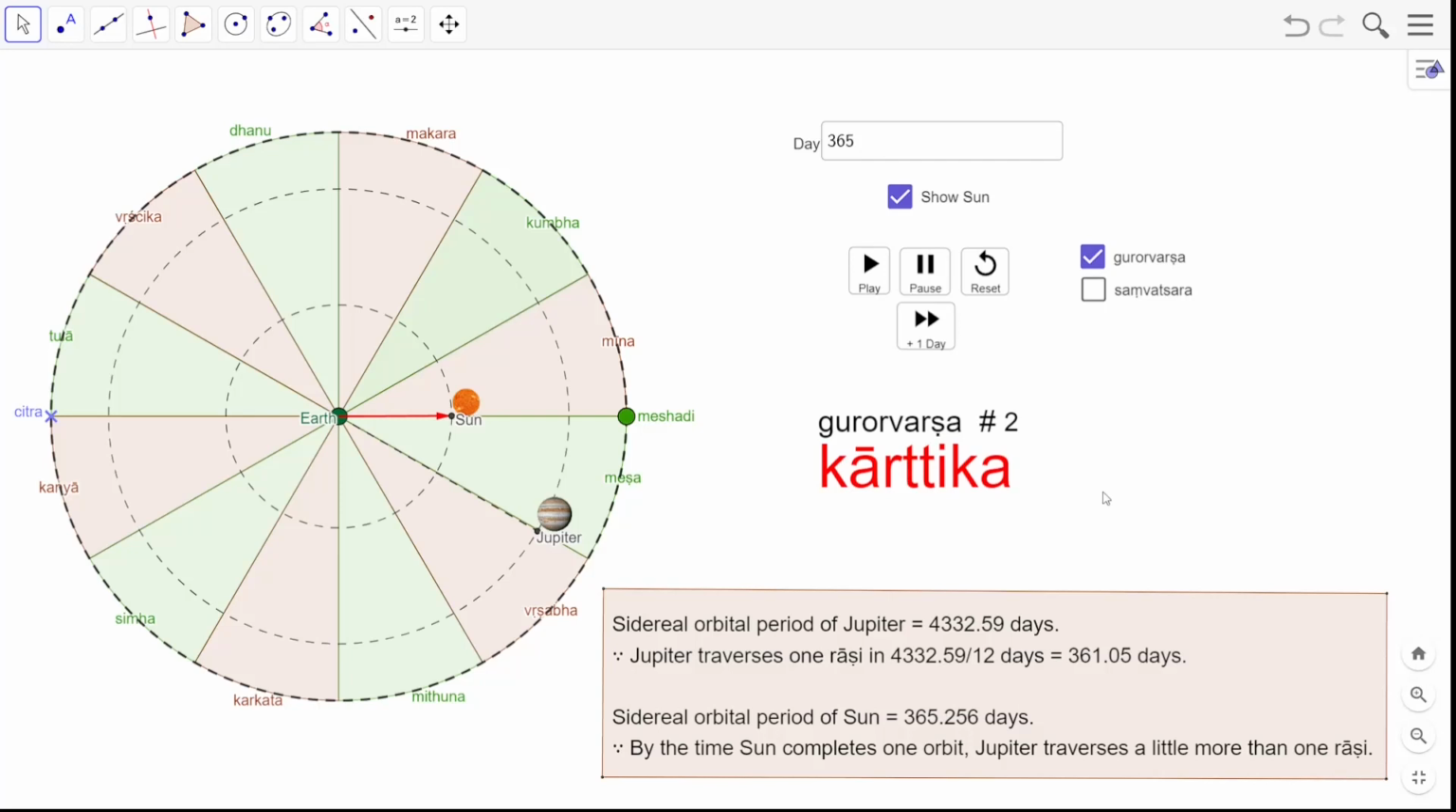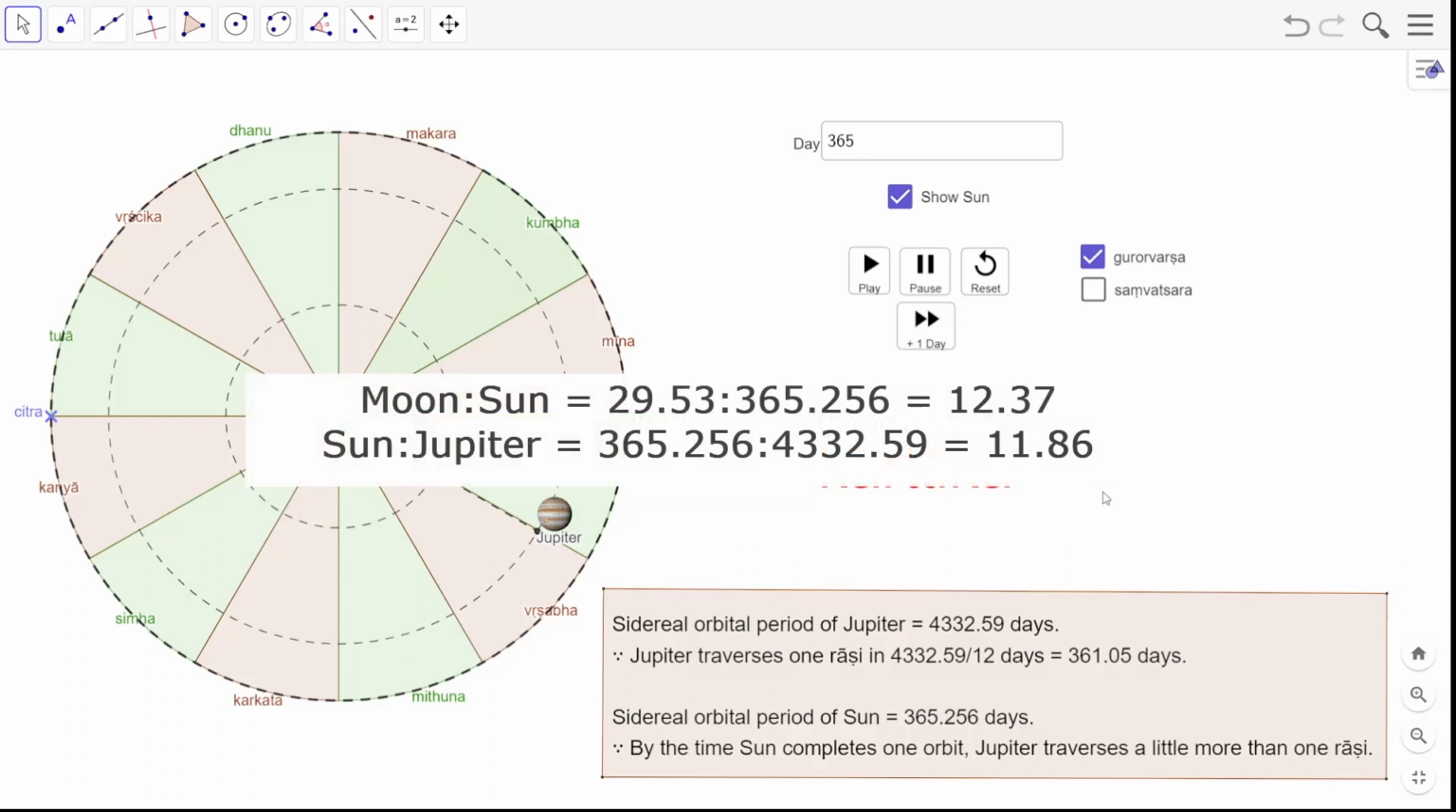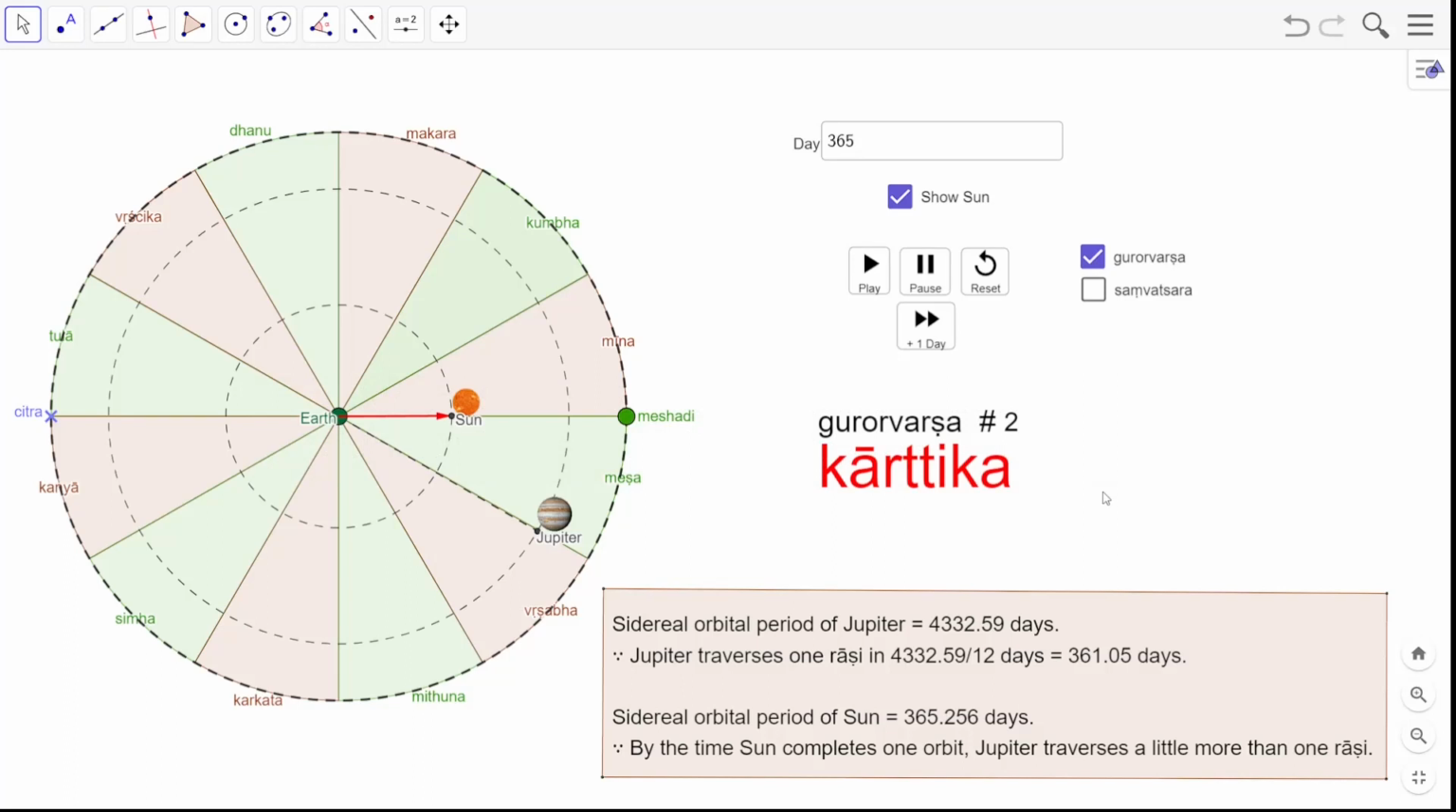Putting it slightly differently, the orbital period of the Sun is 12 times faster than that of Jupiter. Now we have seen a similar ratio before. If you recollect, the orbital period of the Moon is 12 times faster than that of the Sun. That we have seen right at the beginning of the Ahargana series. And this is the second time when a similar ratio is occurring. Orbital period of the Sun is 12 times faster than that of Jupiter. This 1:12 ratio appearing twice. So this is nature. These are the strange coincidences of nature. And because of this 1:12 ratio here, Gurorvarsha is a 12-year cycle.